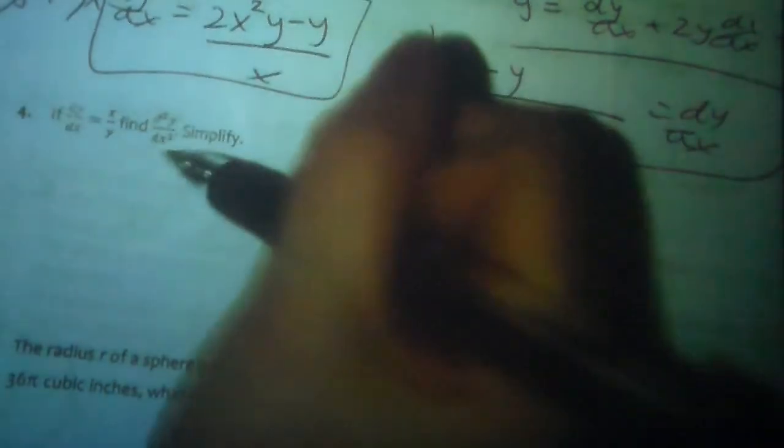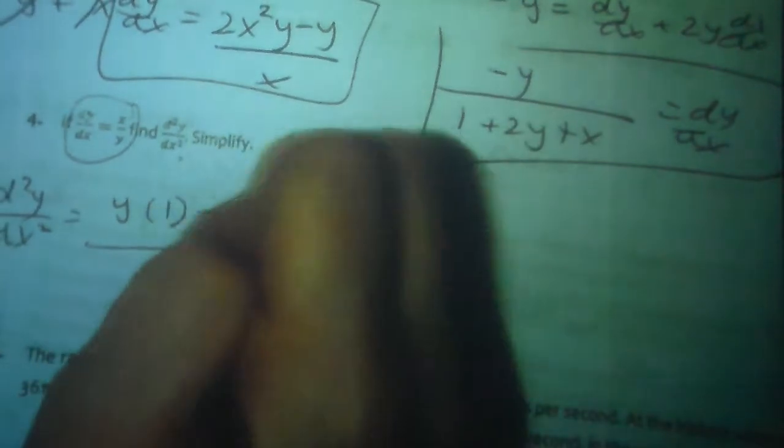Here, I'm finding the second derivative. See how I've already been given the first derivative? So for the second derivative, I just need to take it once because I already have the first derivative. I've got to use quotient rule: low d high minus high d low, over the low squared.